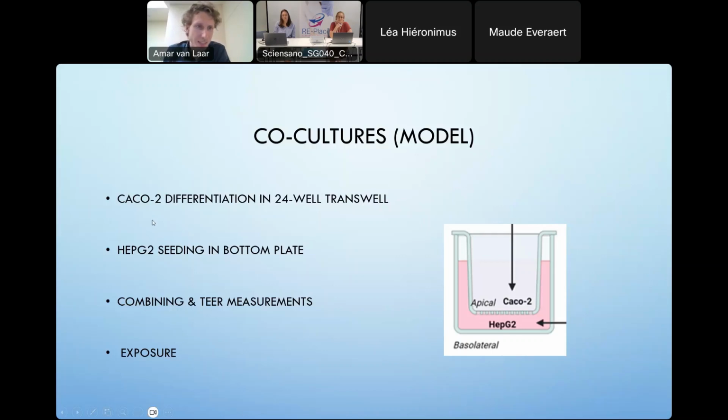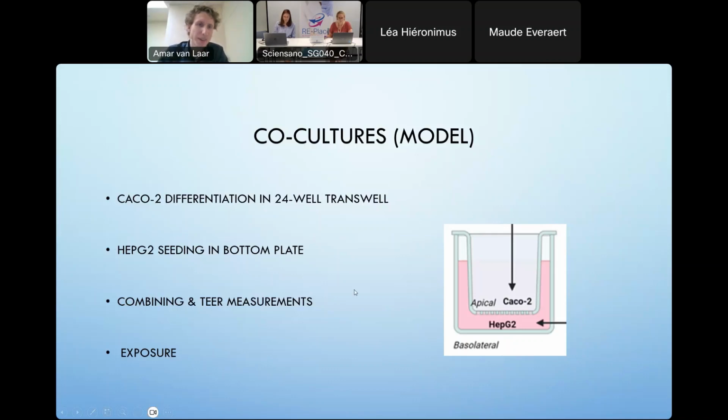We seed the HepG2 cells, the liver cells, at the bottom of a plate, but I would advise not to do that in the same plate, but in another plate. Then you can control it better. And when they are both ready, you just take the insert and put it on top of the second plate.